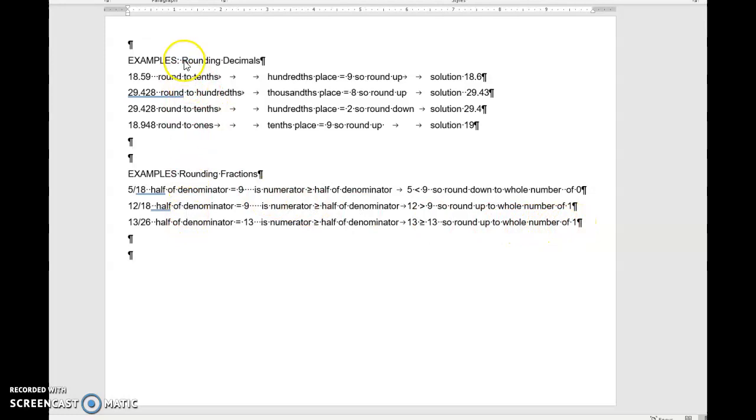So these are just a few more examples of how to round decimals and how to round fractions. If you have any questions on this section 1.7, make sure that you email me in Canvas, and I can answer any questions that you have.